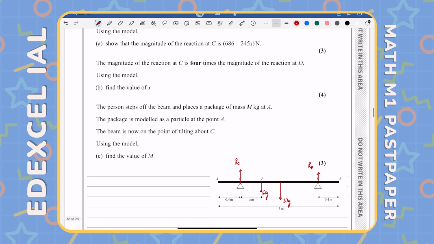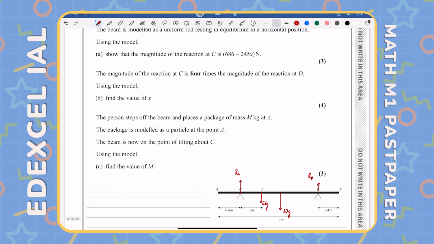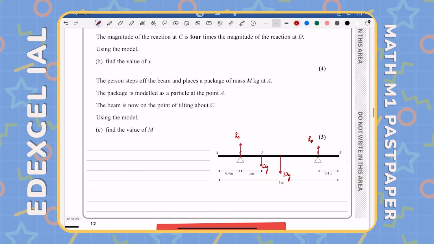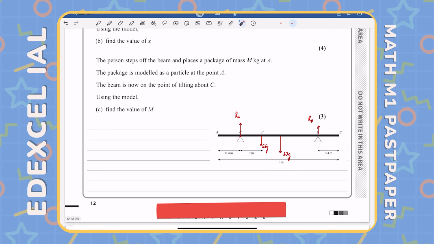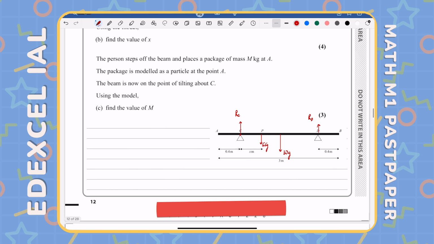Okay, now what are we supposed to do? Let's keep our eyes on the prize. We're supposed to show that the magnitude of the reaction at C is equal to so and so. Now, if I calculate the moment about C, that's not going to help because then we won't have C in the equation. So we'll have to pick a point about which we calculate moments so that there is no C in the equation, and that is basically D. So the moment that we will calculate will be about D. And why are we doing so? And when we do that, what's the assumption? The assumption is that all the clockwise moments are equal to all the anti-clockwise moments.